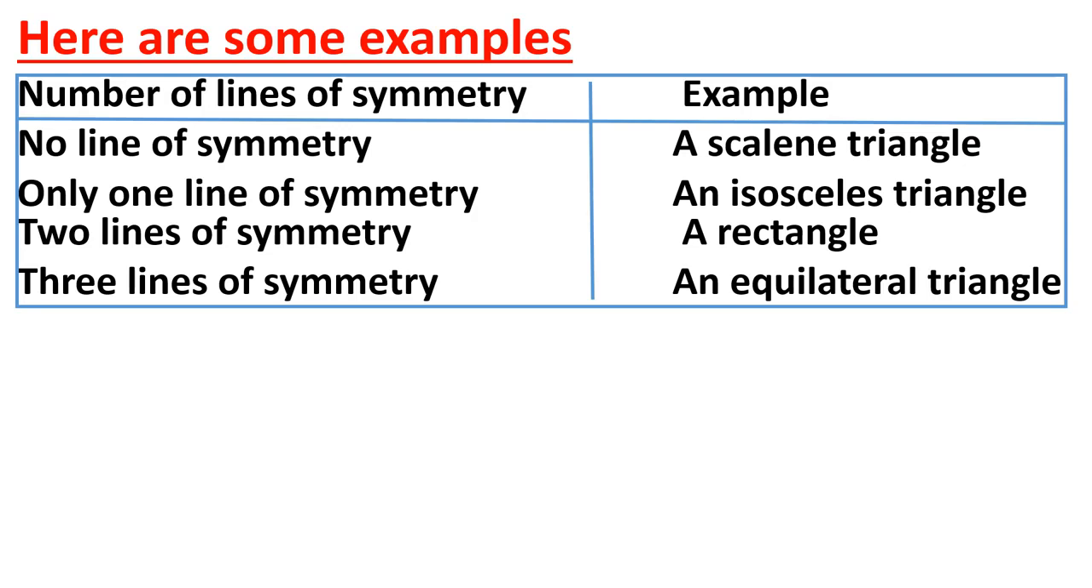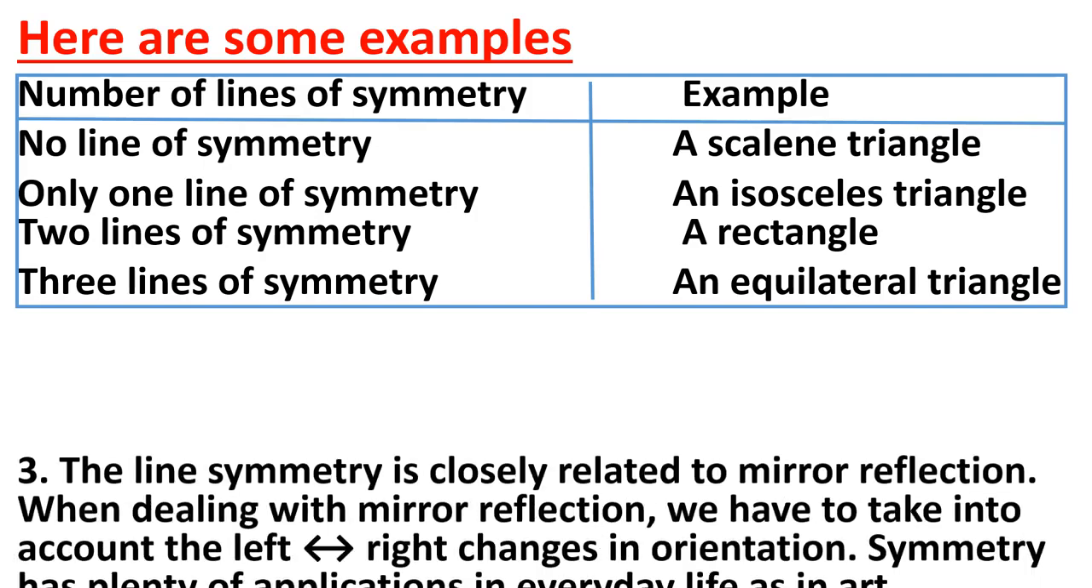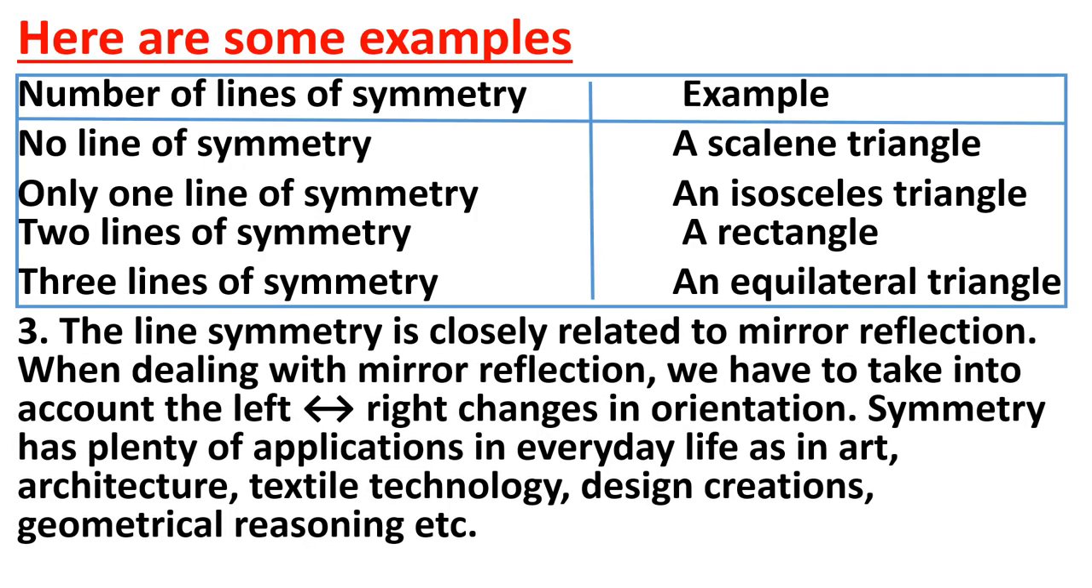Now the third point is, this is all about mirror reflection again. Line symmetry is closely related to mirror reflection, as I told you. Very minute difference is there. While dealing with mirror reflection, we have to take into account the left and right changes in orientation. Only this difference is there, left and right.